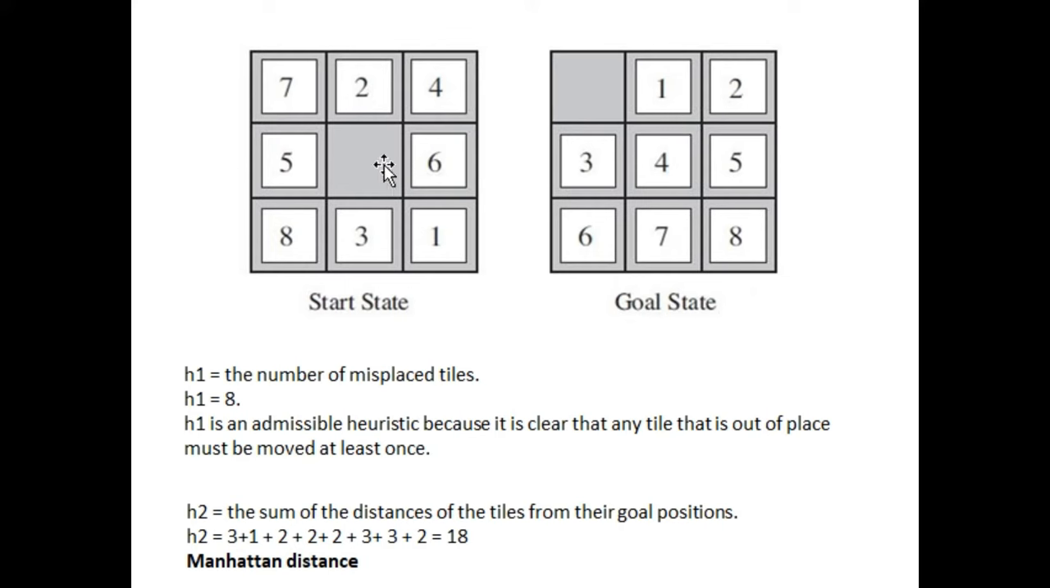The rule is that we can move the empty box from this location to the right. In the same way, we can move the empty box to the left, up and down. These 4 are our set of actions. We cannot move the empty box diagonally, so we can move it only in these 4 directions. This is our initial state and this is our goal state.